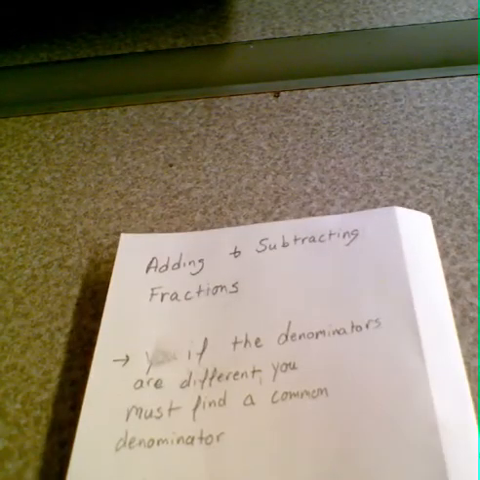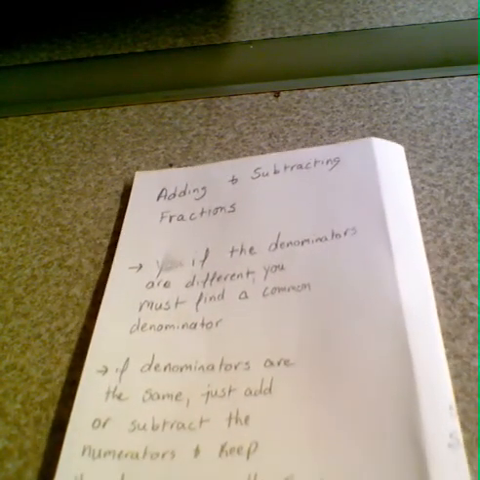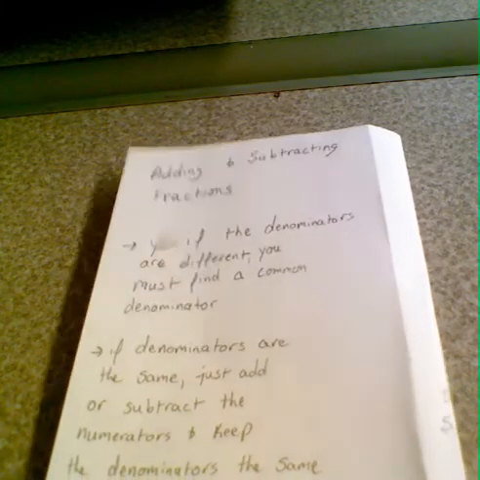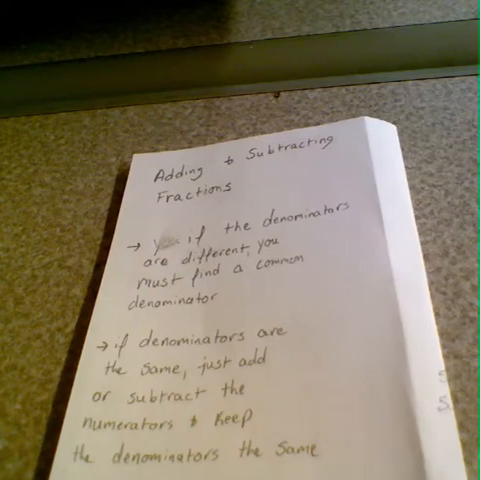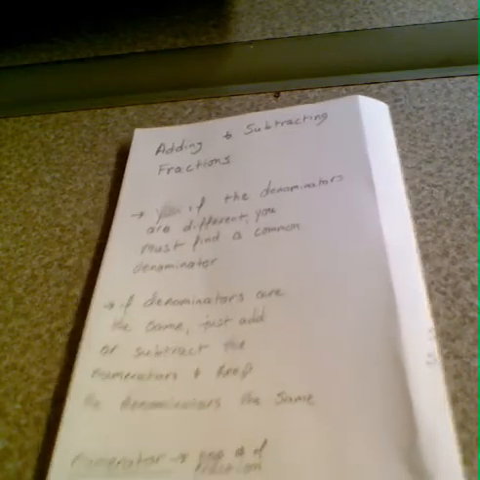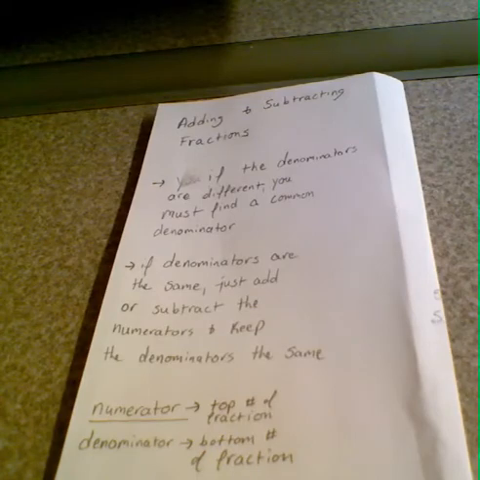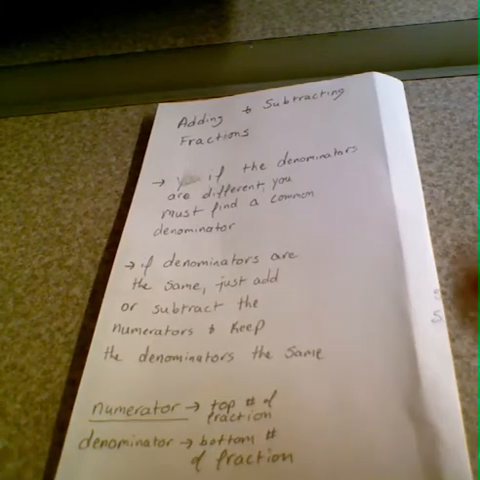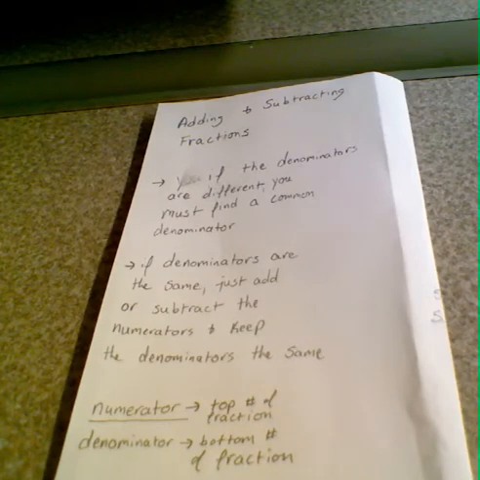Okay? When we add and subtract fractions, guys, if the denominators are different, you must find a common denominator. If the denominators are the same, you just add or subtract the numerators and keep the denominators the same. All right? As a review here, our numerator is just the top number of a fraction, and our denominator is the bottom number of the fraction. Okay, so if you need to write all this down, please do so right now.